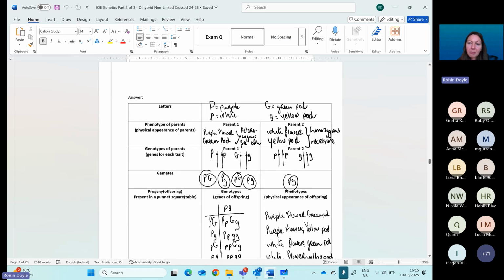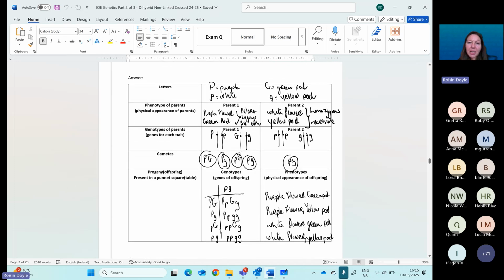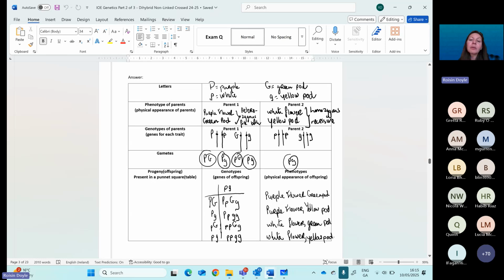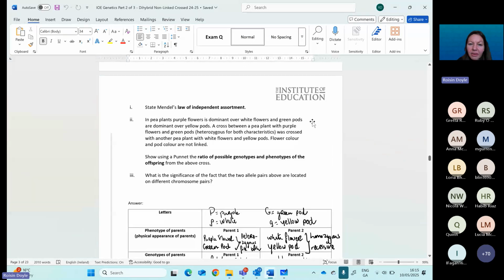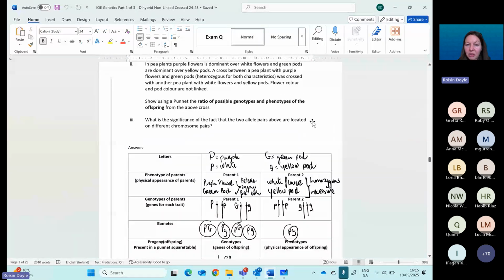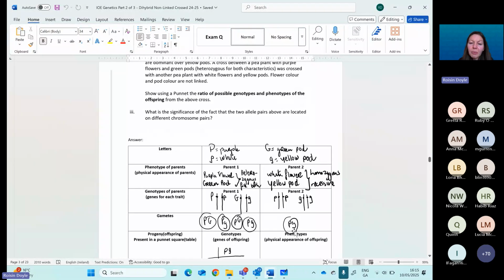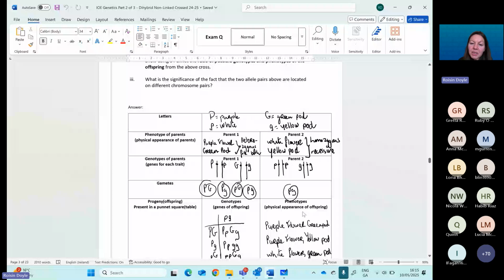So that is what I mean. If you're wondering, what the heck, Róisín, do you mean? Could you give us an example of one that you've done? So look, there's an example of one that I've done with them. So we wrote down the letters. I don't think these letters were given in the question. We made up our own for ourselves, but it doesn't matter. Majority of the time, the letters are given to you. So we wrote down the letters, we wrote down the phenotypes of the parents, we wrote down their genotypes, we wrote down their gametes, and then we did the genetic cross and we did the phenotype.